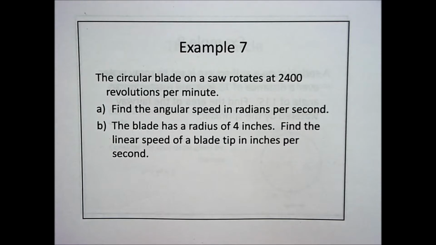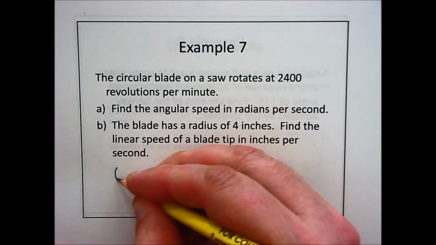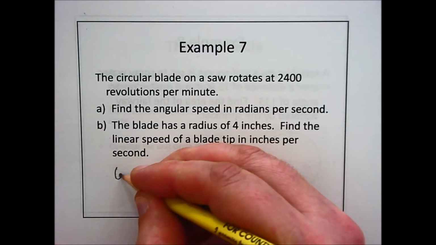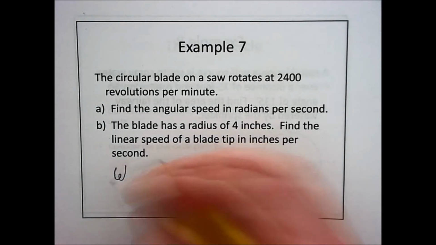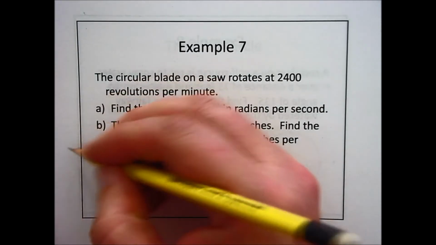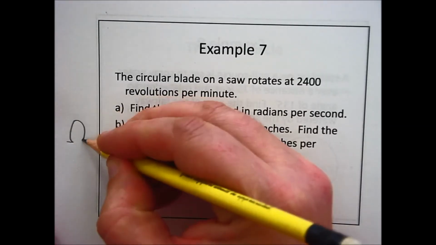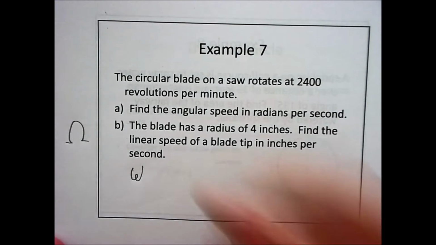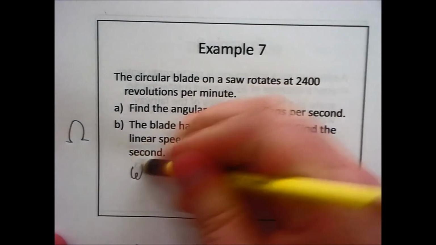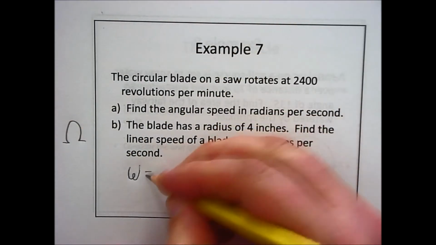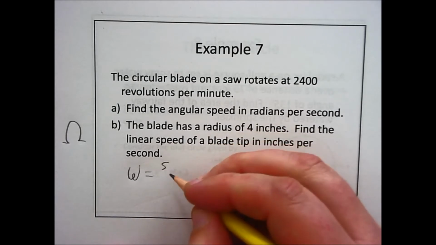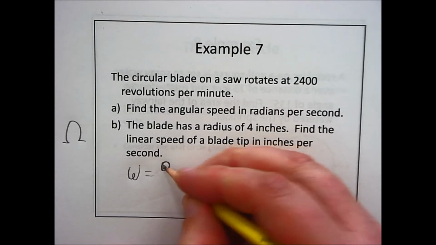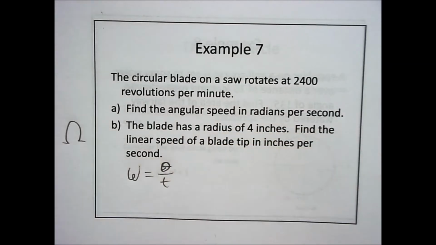Okay, so first off, I didn't mention this earlier, the symbol they're using here is the Greek letter omega. It's the lowercase version. You might be familiar with the uppercase version of omega. This is the lowercase version. That's kind of what it looks like. I can't draw it perfectly, but anyway, that's going to equal your angle in radians divided by your time.